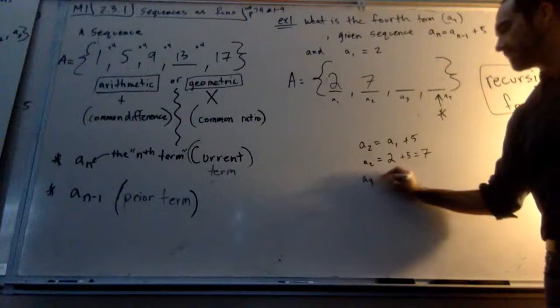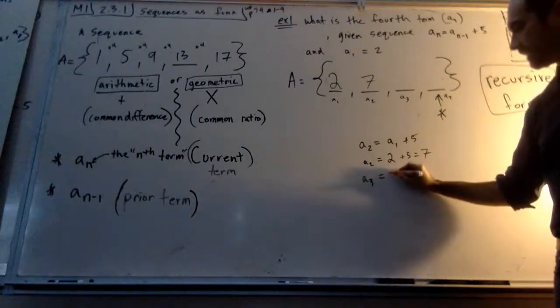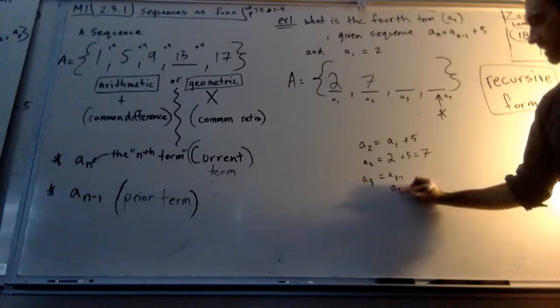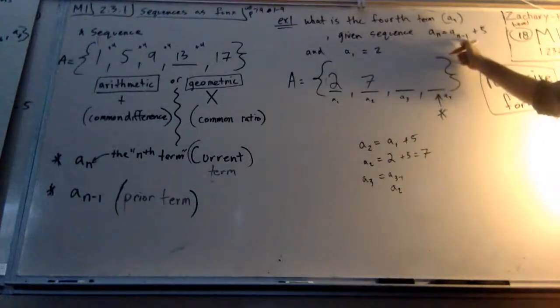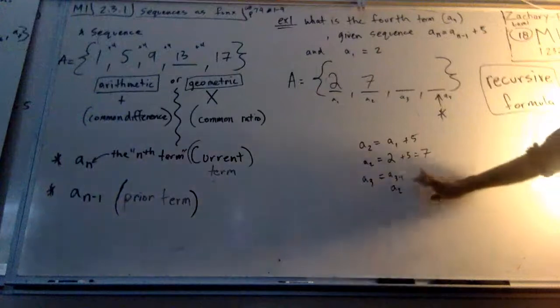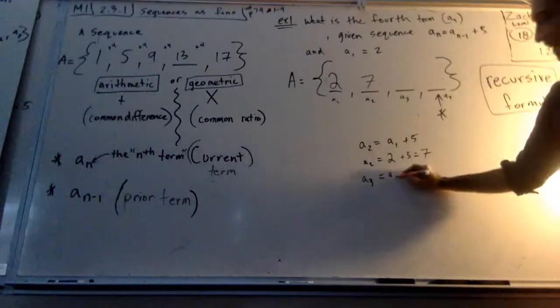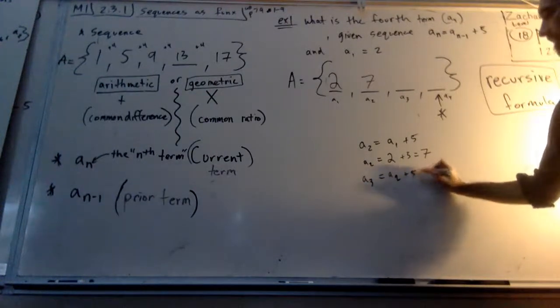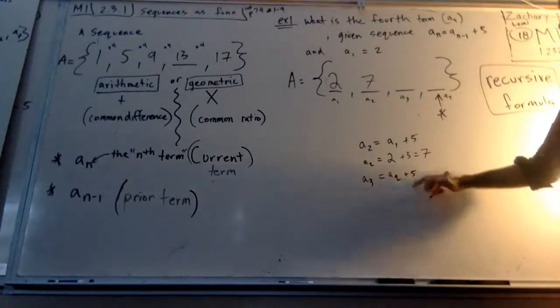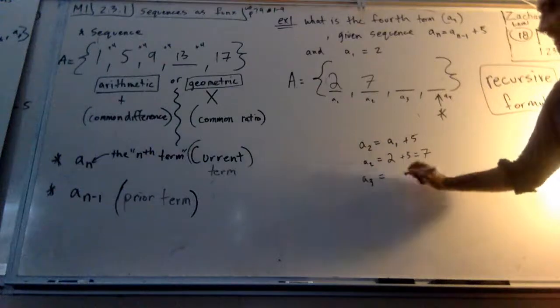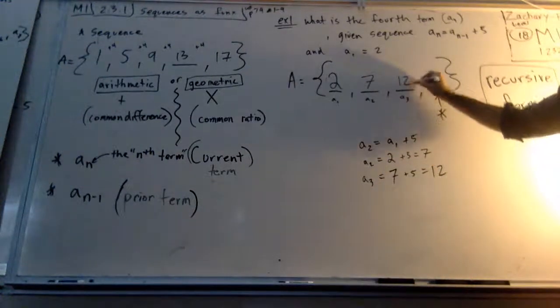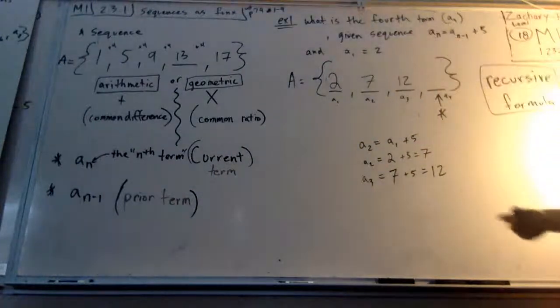A sub 3 is just, I'm going to write it out long ways now, 3 minus 1. This is really just A sub 2, right? We use this recursive formula part. So we have A sub 3 is just the prior term, A sub 2, plus 5. What was A sub 2? 7. What's 7 plus 5? 12. All right, for this we need to find the fourth term, so we're getting there.